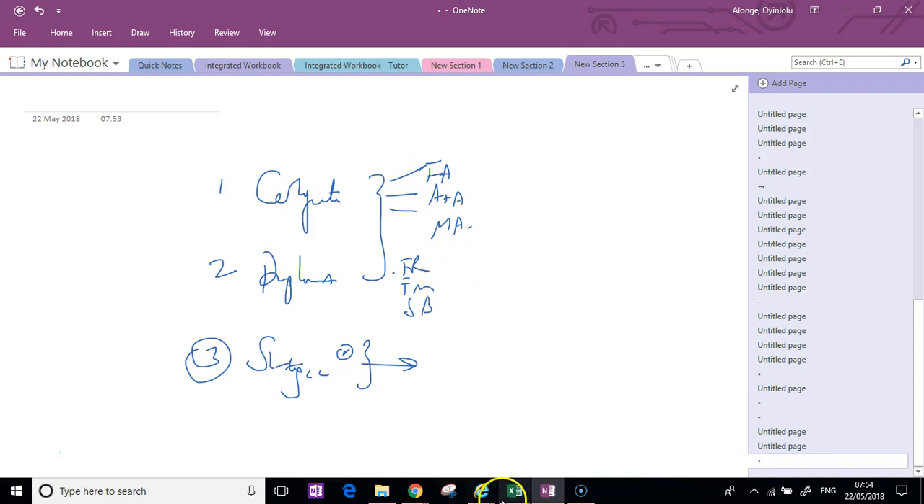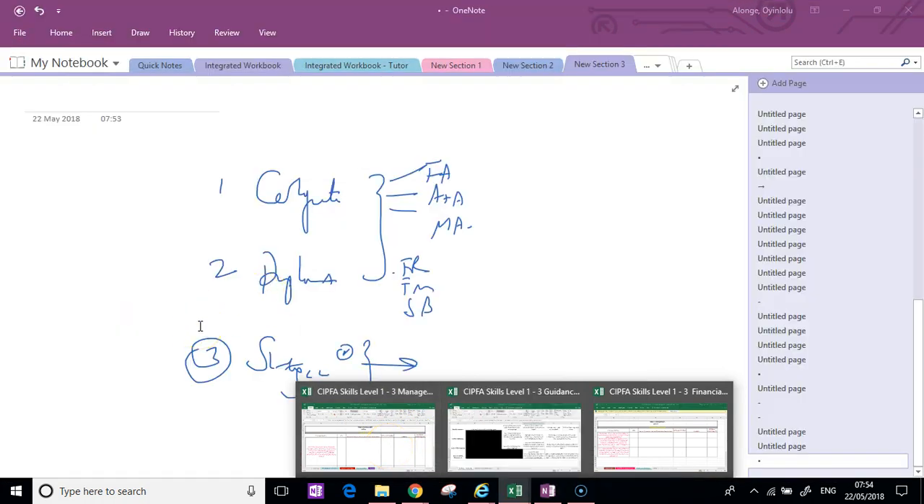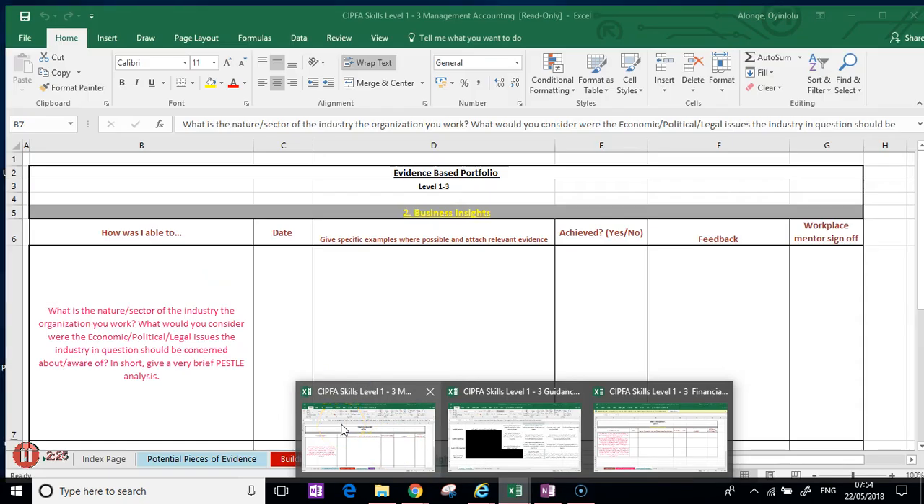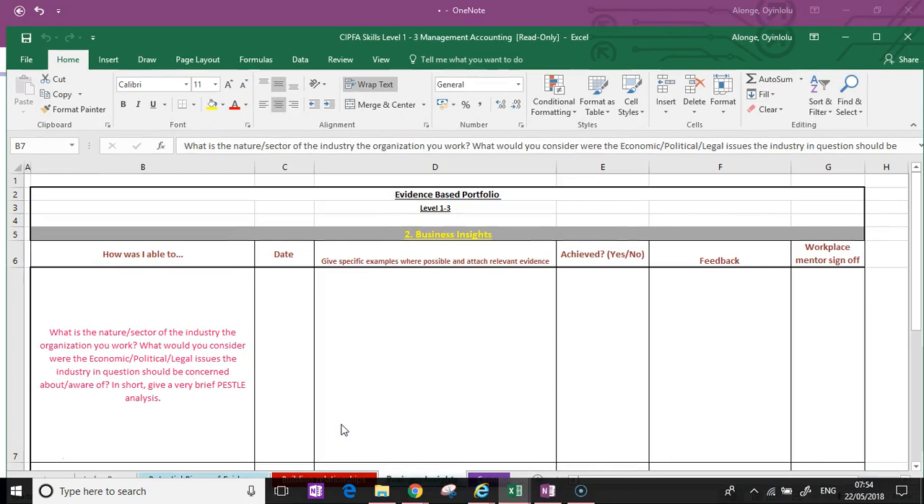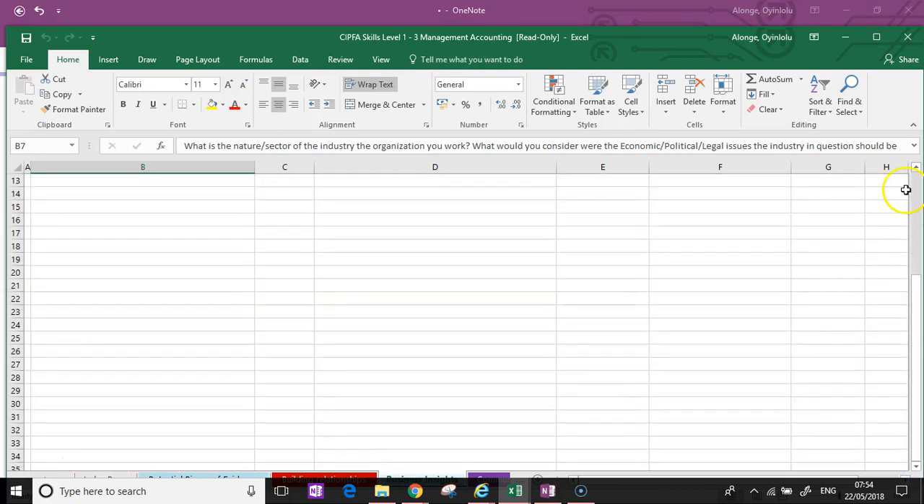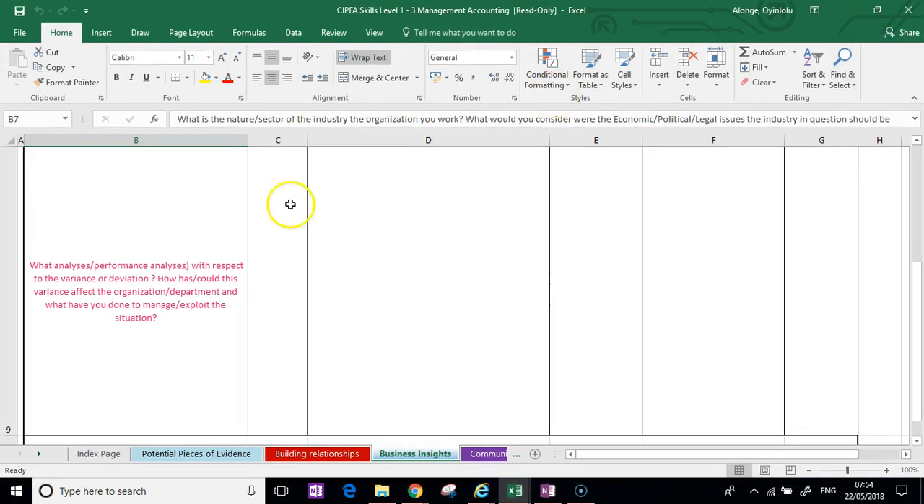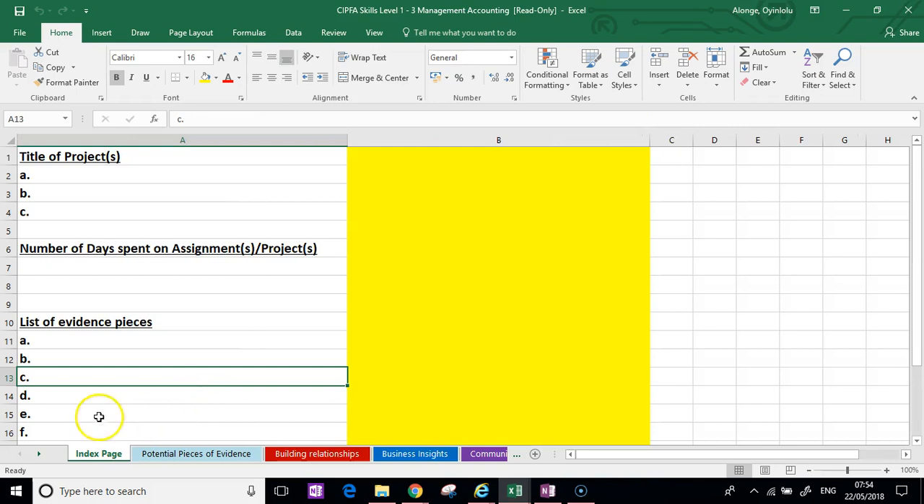Right, let's go to a workbook. And I'm going to pick management accounting, for example. Now, if you look at this workbook, what you see is that at the bottom of a workbook are the tabs. Here are the tabs. So we can see there's an index page to start off.